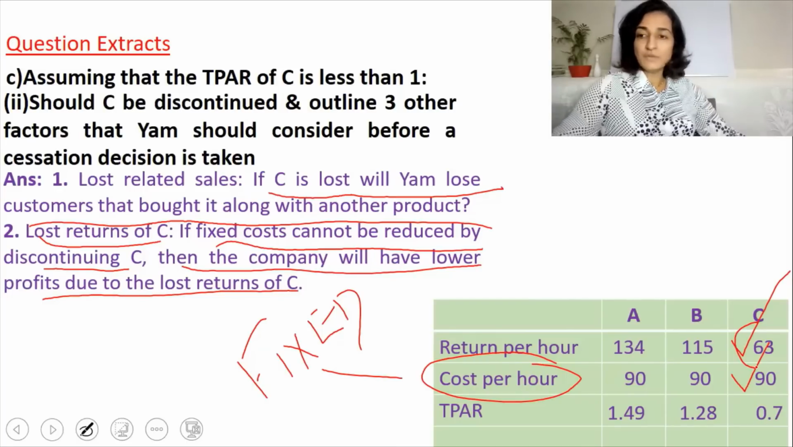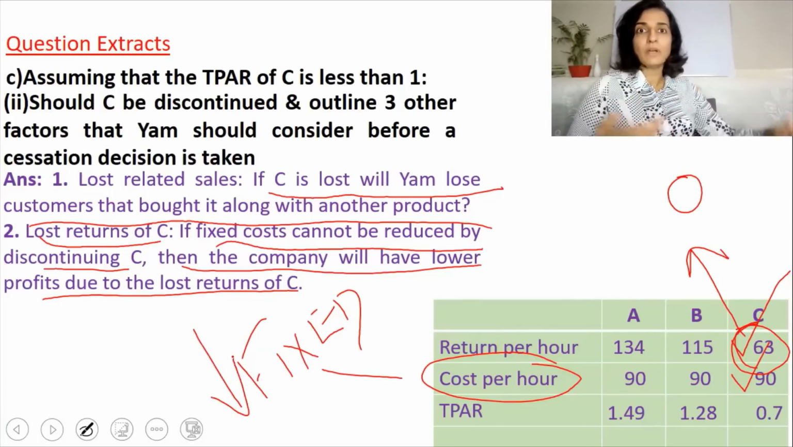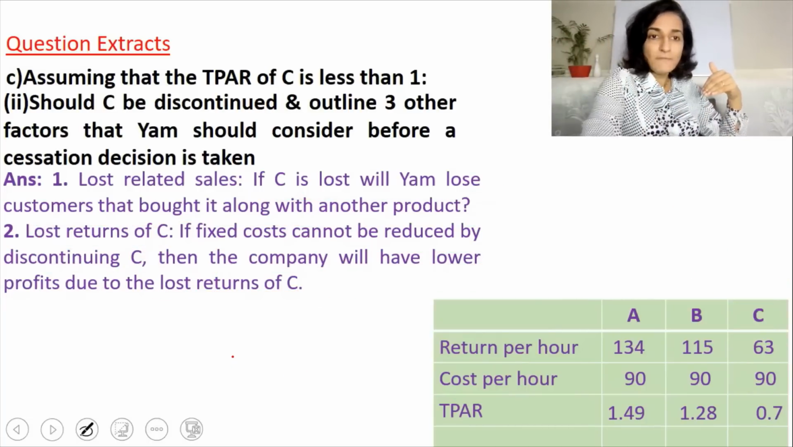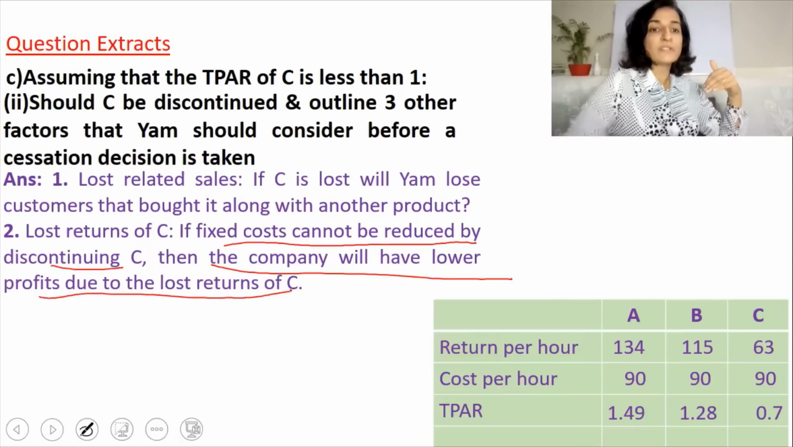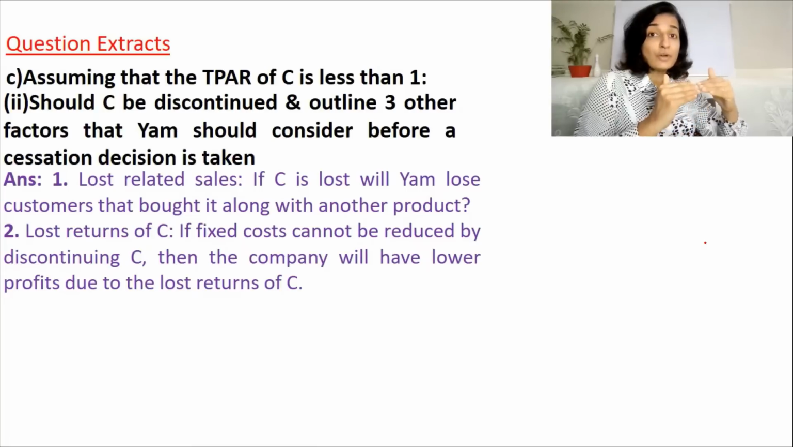Now, if you discontinue C, the return per hour will become 0, and if you cannot reduce the fixed cost or the cost per hour, then what is the point? You're just losing the return. So we will have a lower profit than we did earlier. So that is what is stated here. If fixed cost cannot be reduced by discontinuing C, then the company will have lower profits due to the lost returns of C.